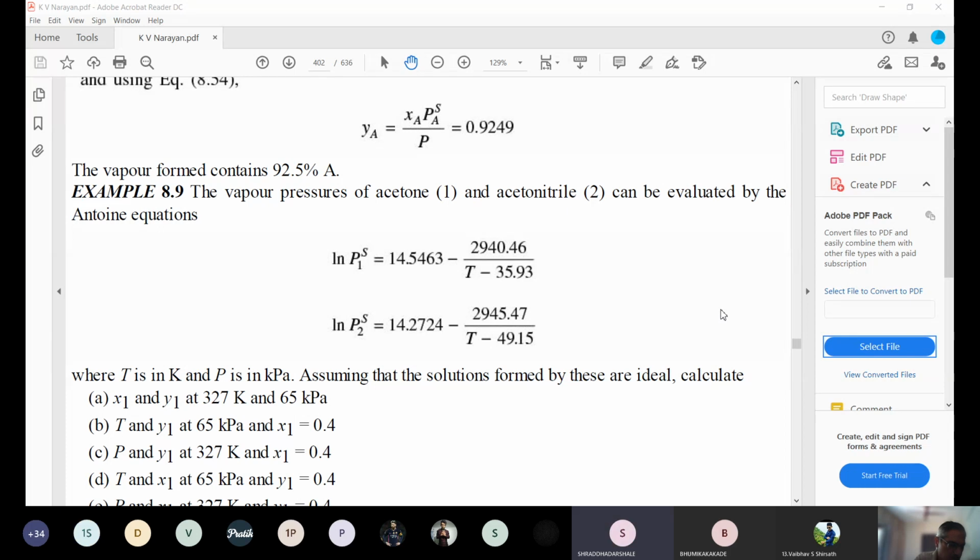Sir, 53.588. 53.58, right? So 53.5 is very much less than 65, right? हमारा total pressure दिया हुआ है 65 kilopascal. That means our temperature is very low.